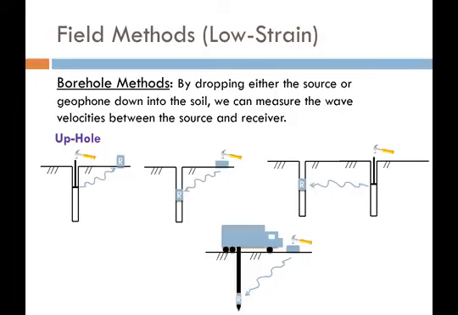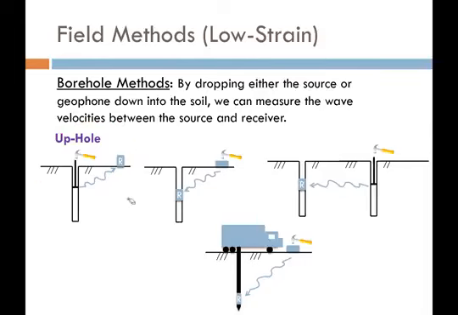playing games essentially with sources and receivers. We can use the source and the receiver in a whole bunch of different ways to try to measure what the wave propagation velocity is in the soil, from which we can also get the shear modulus or constrained modulus, and whatever, and the damping as well. So the first test is what we call the Uphole test.